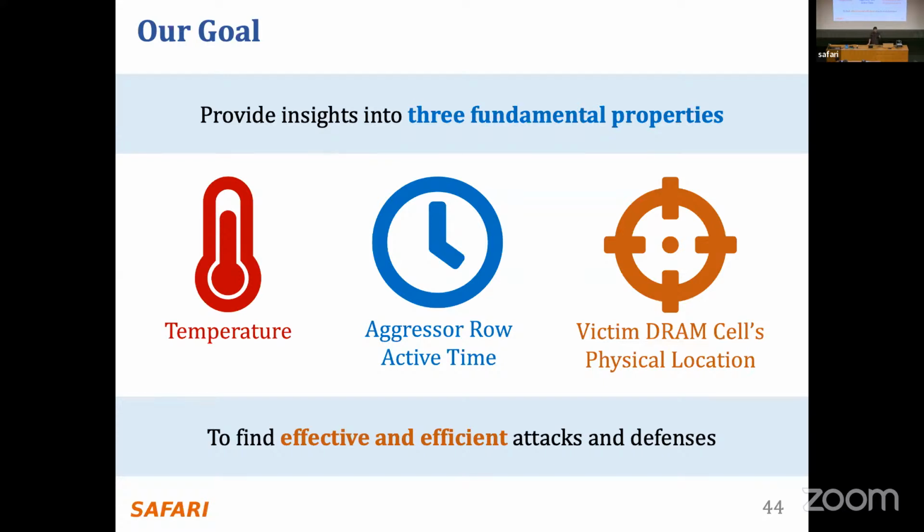First is the temperature of the DRAM chip. Second is how long you keep the aggressor row open. And third is the physical location of the victim DRAM cell. For temperature, I think this is actually quite an important aspect to look at.